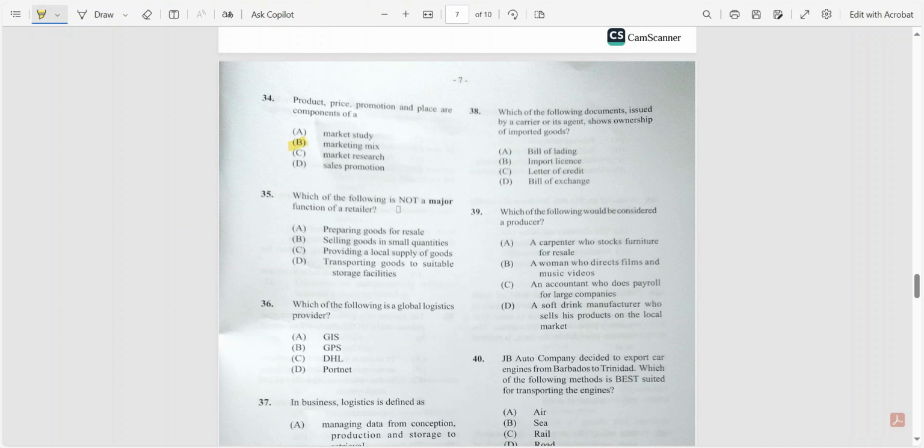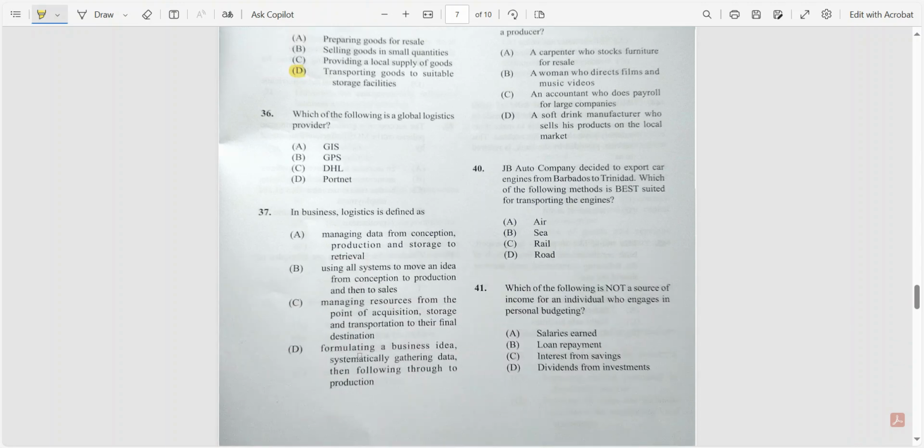Which of the following is not a major function of a retailer? Preparing goods for resale, selling goods in small quantities, providing a local supply of goods, or transporting goods to suitable storage facilities. So 35 is D. We don't need the retailer to transport goods to suitable storage facilities.